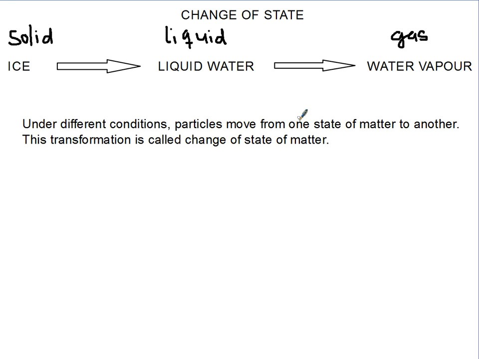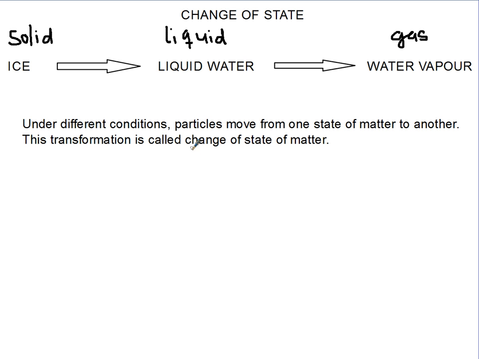Now, when they are subjected to different conditions, when you take ice out of the freezer, clearly the temperature is going to increase. The temperature outside the freezer is much higher than the temperature inside the freezer. So the ice is going to melt. When you heat the melted water further, the particles are going to gain more energy and then escape. And then we get our water vapor. So water has moved from one state to another. And this is what we call the change of state.